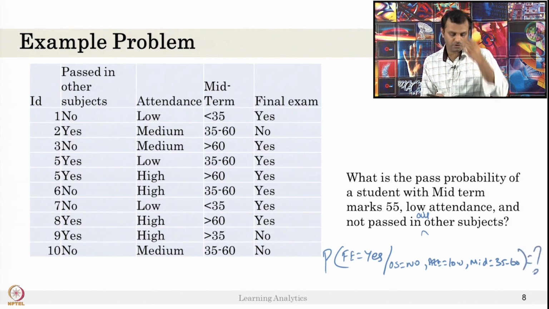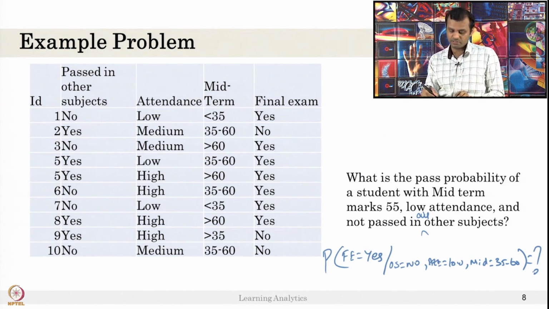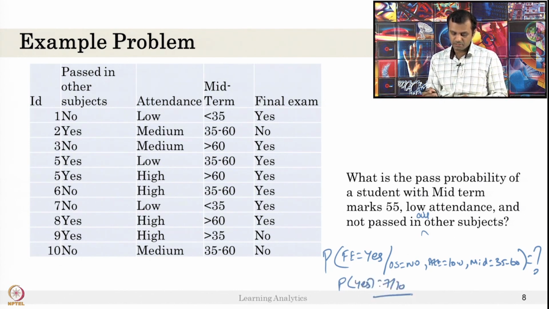What is the probability? If you compute the frequency table from this table, you can compute this very simply. The probability of passing the exam is 7 by 10, counting 1, 2, 3, 4 and so on, out of 10. So, the probability of yes is equal to 7 by 10. Then you compute the probability of A1 given Ci, that is, the probability of A1 equal to no given this class. If you compute these 3 values and substitute, you can get the probability of whether the student will pass the exam or not. That is how simple the naive Bayes classifier is.